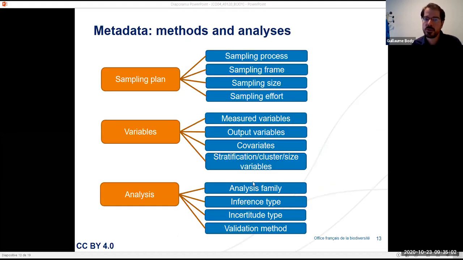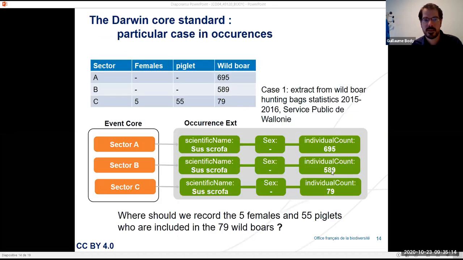I told you that we also need information about the statistical method and the analysis, but that's metadata information. So I will not go further on this topic. I had another problem when performing this data collection: it's the particular case of partial occurrence.